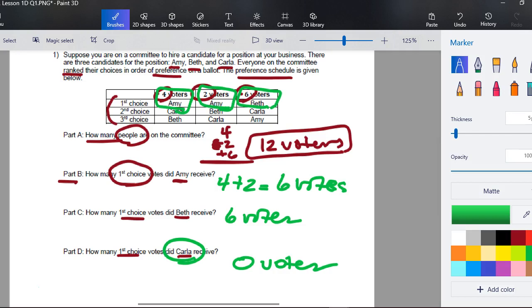Part E, which I don't have on the screen, I'm just going to read it from the paper, says how many first choice votes are needed for the majority of the committee to prefer one candidate. You have to go back to what majority means, and if there are 12 voters, our 12 cut in half would be 6 voters. That's half. Majority means we're going to need 7 voters. If we need 7 votes, no one has a majority at this point. It said so, how many are going to be needed for a majority? 7, and right now no one has that.